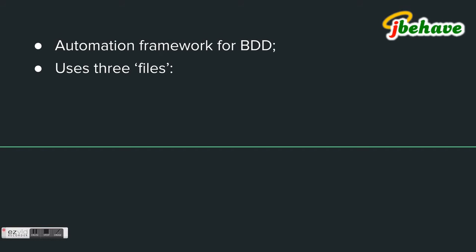JBehave pretty much uses just 3 files. With 3 files we can create whatever we want. One is the story file, which is mainly the place where we write our test case following the behavior driven development format, which uses these 3 keywords: given, when, then.